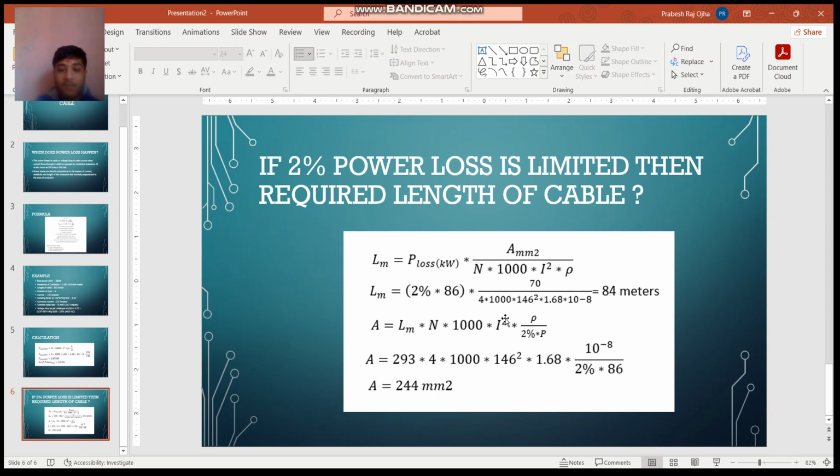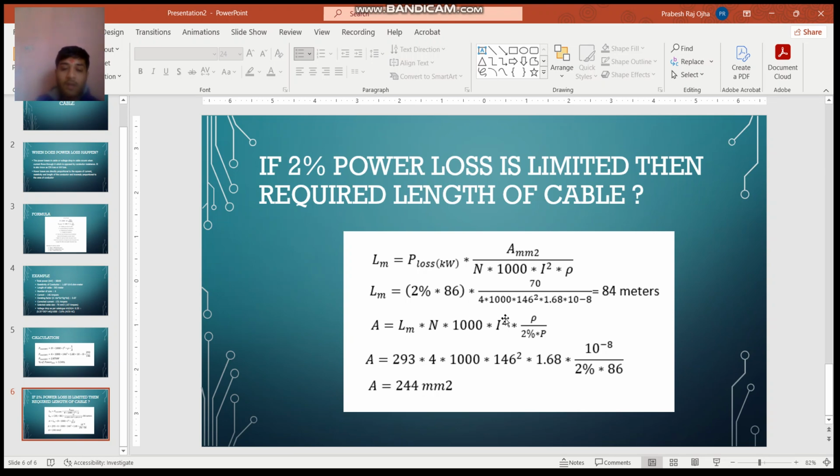So from that formula we substituted the length and power loss. We are committed to have the power loss only 2%, with optimal operation. So with the calculation we can see that the length of the cable route should be approximately 84 meters to have the power loss of 2% of the installed power. So what would be the area of the conductor to have the 2% loss with 84 meters? On putting the values we get area 245 mm square.